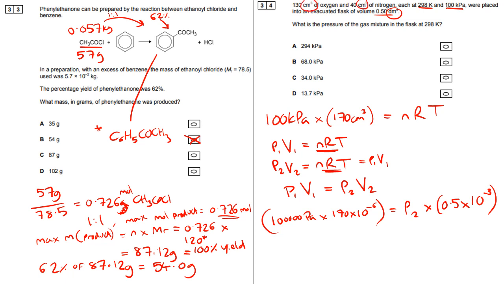So what is the new pressure? First pressure times by first volume, divided by the new volume, will give us the new pressure. So plug that into your calculator, that gives us a final answer of 34,000 pascals, or 34 kilopascals. Answer C.